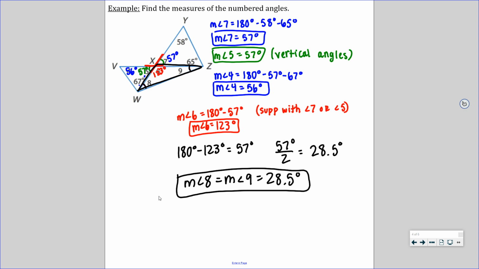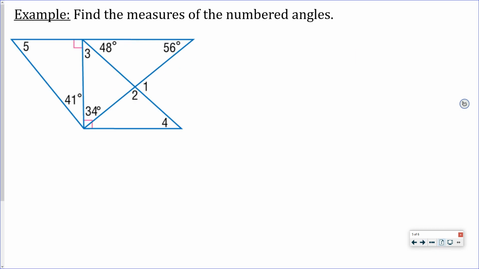Okay. We have another fun puzzle like that. And I'm going to let you guys try this one. You don't need me. You have to find angles 1 through 5. Good luck.